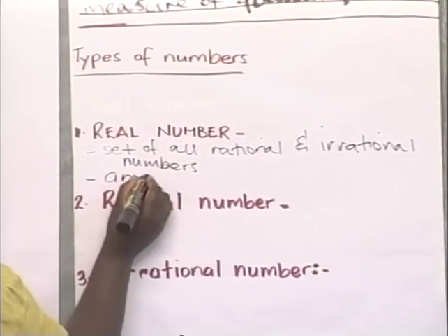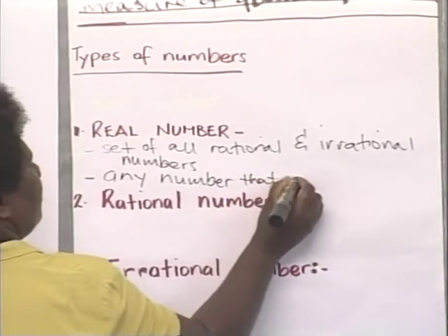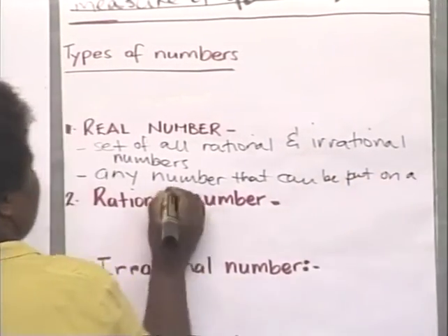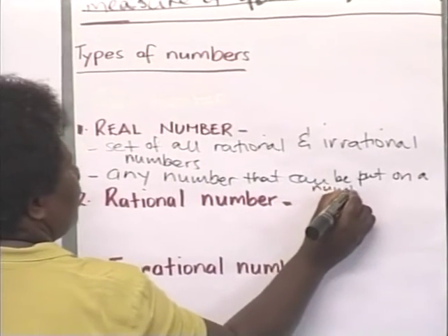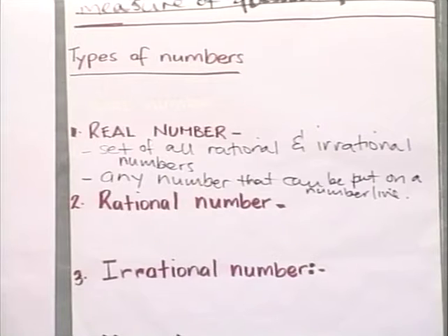So I'm going to write the definition down. Any number that can be put on a number line, or any number that can be written on a number line. And note, real numbers are actually all numbers. They are called real numbers because any number can be put on a number line, and you should know what a number line is.